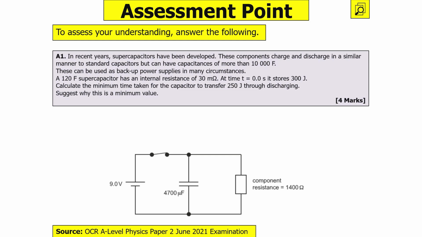A 120 farad supercapacitor has an internal resistance of 30 milliohms. At time t equals 0, it stores 300 joules. Calculate the minimum time taken for the capacitor to transfer 250 joules through discharging. Suggest why this is a minimum value.